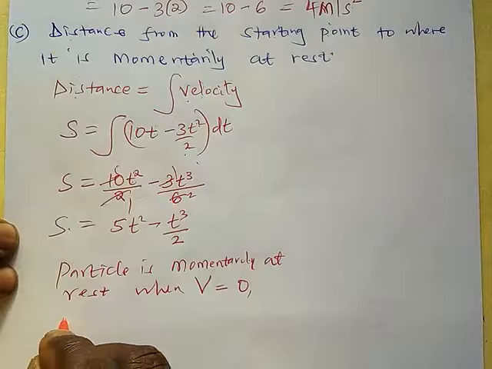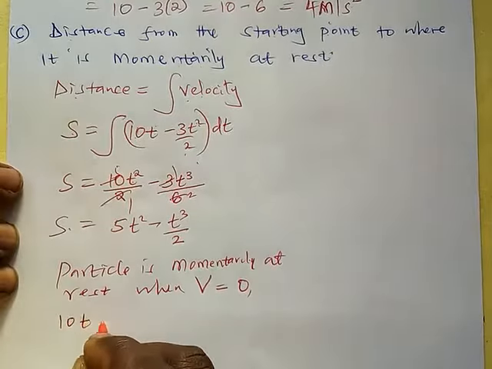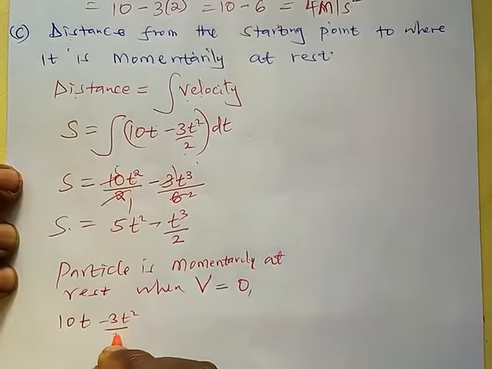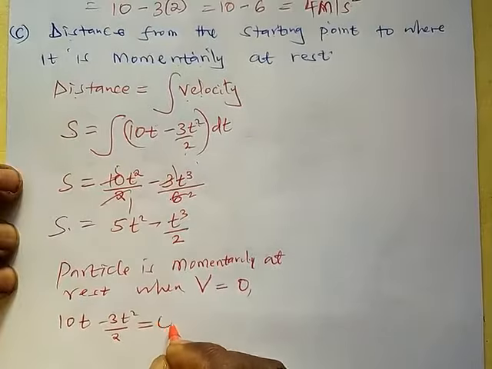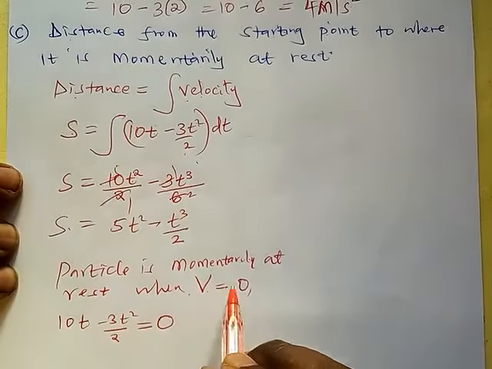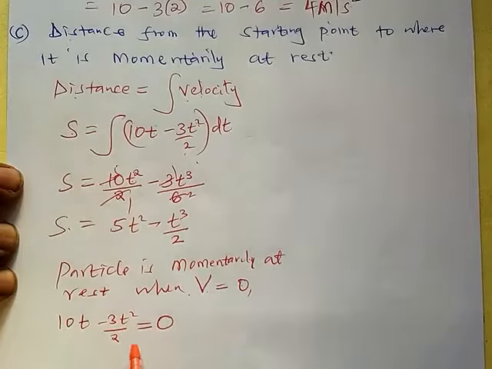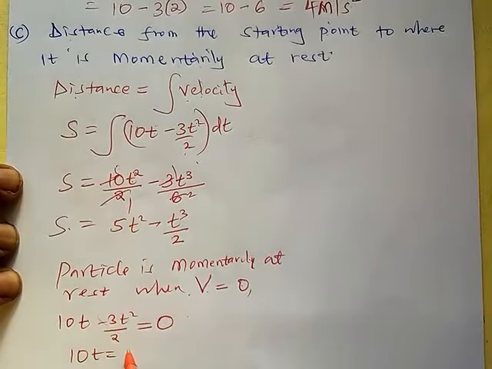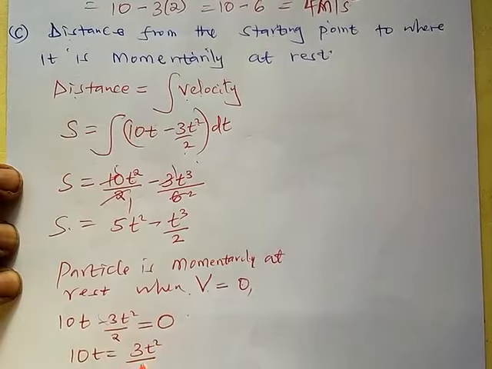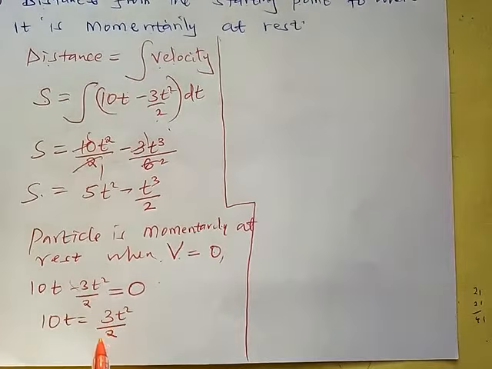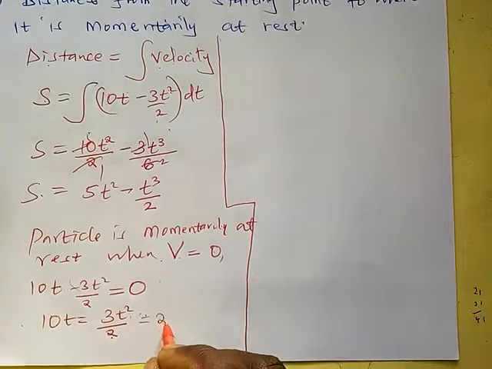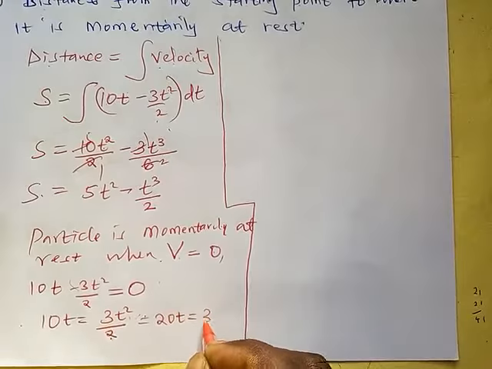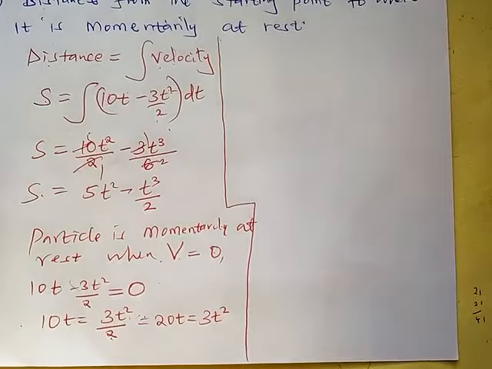So our velocity, we had velocity which is 10t minus 3t squared divided by 2. This one we equate to 0 because at rest, velocity is 0. We want time here. So this one will give us 10t equal to 3t squared divided by 2. So we want to eliminate this 2 from here. We multiply times 2 times 2. So we will have 20t equal to 3t squared.